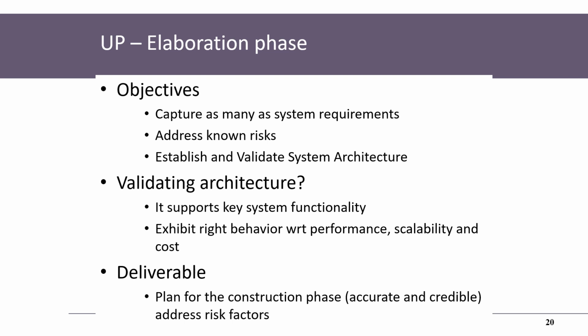On the elaboration phase, that is the second phase, you redo some of the things you did in the first phase, and capture as many of the system requirements as possible. Once you come to this phase, you are sure that the project is moving forward, and you want to refine them, identify missing things, and address the known risks. Identification is mostly done in inception. So what is your mitigation plan? What are the things that you put in place in order to minimize the damage due to the risk?